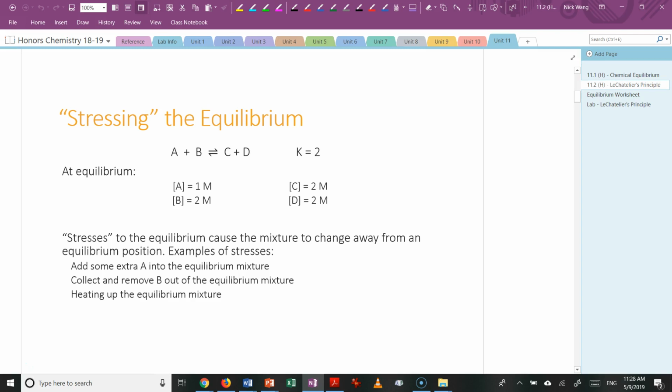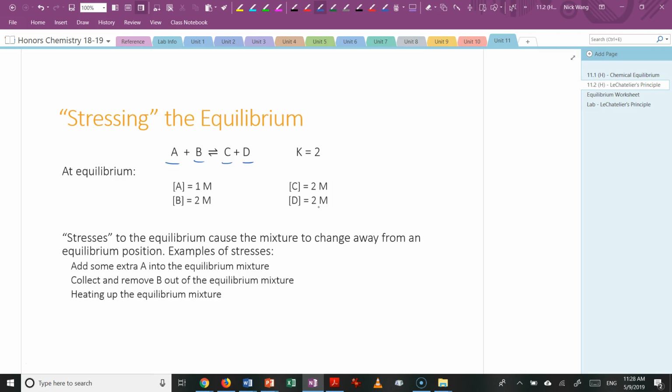Firstly, let's take a look at this expression. You have A plus B that yields, or this equilibrium with, C and D. You have a K of 2. And in this case, you just generically have some equilibrium amounts. Again, this is very much a made-up equation. Nothing really actually works this way. But A has 1 molar concentration, B is 2, C is 2, D is 2. And again, if you plug that into the expression, you'd end up getting 2 as a result, which shows you that it's at equilibrium.